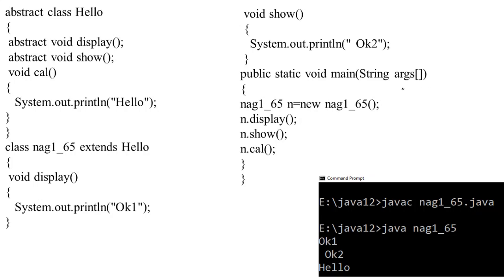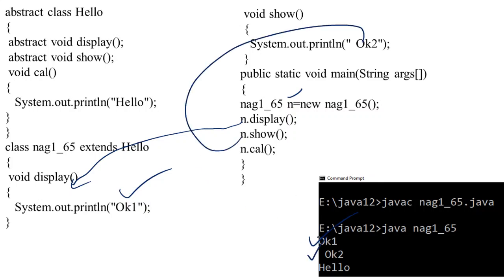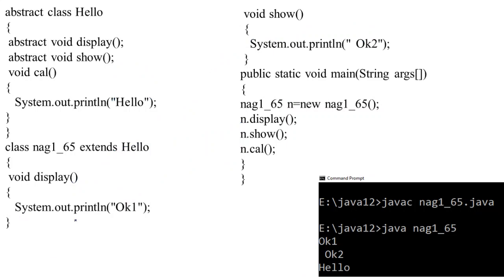Public static void main, String args, class name, space, object name, new class name. n is the object, n dot display. n dot display means where will I go? n dot display means I will go here. OK1 will print. Just see. n dot show. Where is my n dot show? It will print OK2. n dot cal, it will print hello. Anyway, I discussed this program. Just go through that program. This program is related to abstract class.